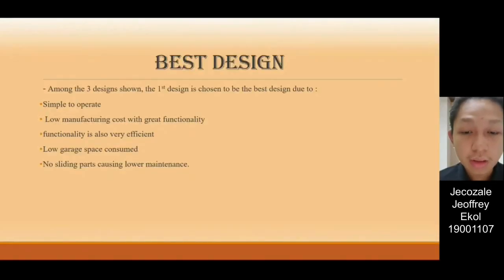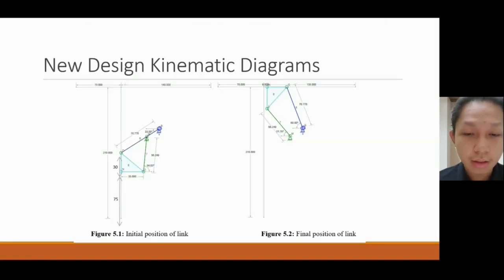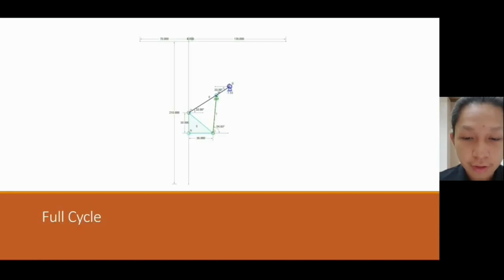Moving on, among the 3 designs shown, the first design was chosen to be the best design, as it is simple to operate, low manufacturing costs with great functionality, low garage space consumed, as well as no sliding parts, causing lower maintenance. This is the new design kinematic diagrams. By using the graphical method and the linkage software, we have determined the design as shown based on the first design. This is the initial position of the link and the final position of the link. This is the video for the full cycle.